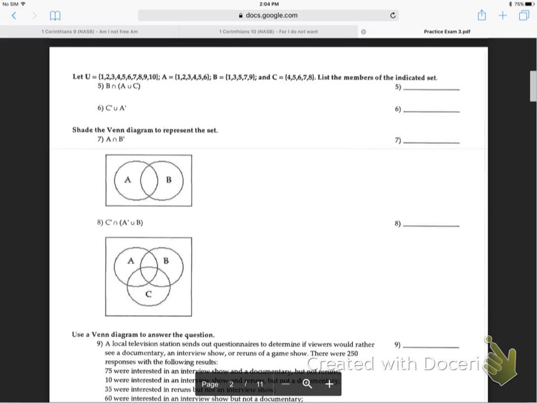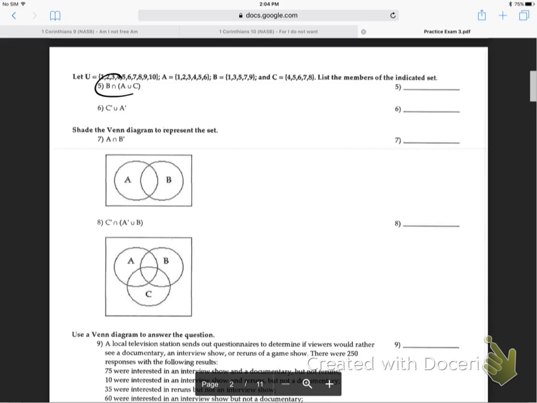Whereas if I said, in America, 23% of students love math, then the universe I'm talking about is American students. So it's whatever you're speaking of at that time. So the universe here is the numbers 1 through 10. A is 1 through 6. B is the odd numbers. C is 4 through 8. All right, so what do they want me to do with these then?